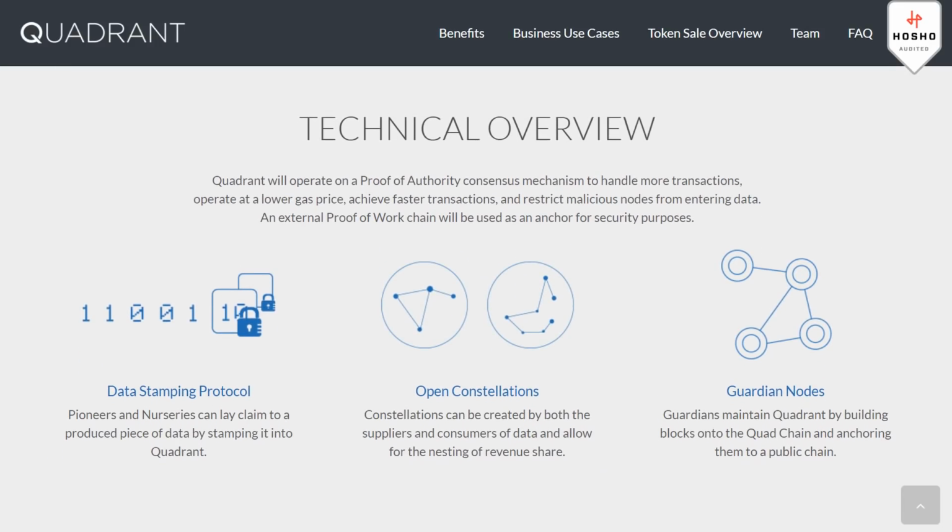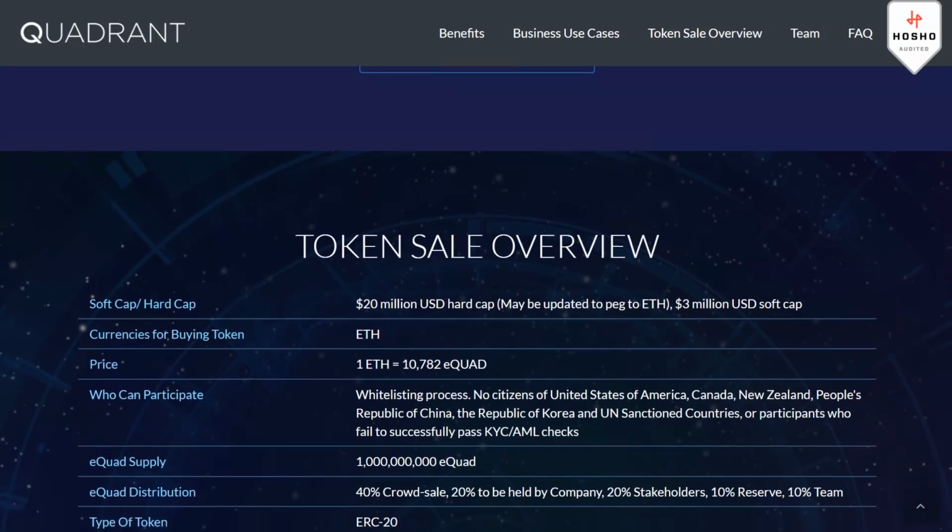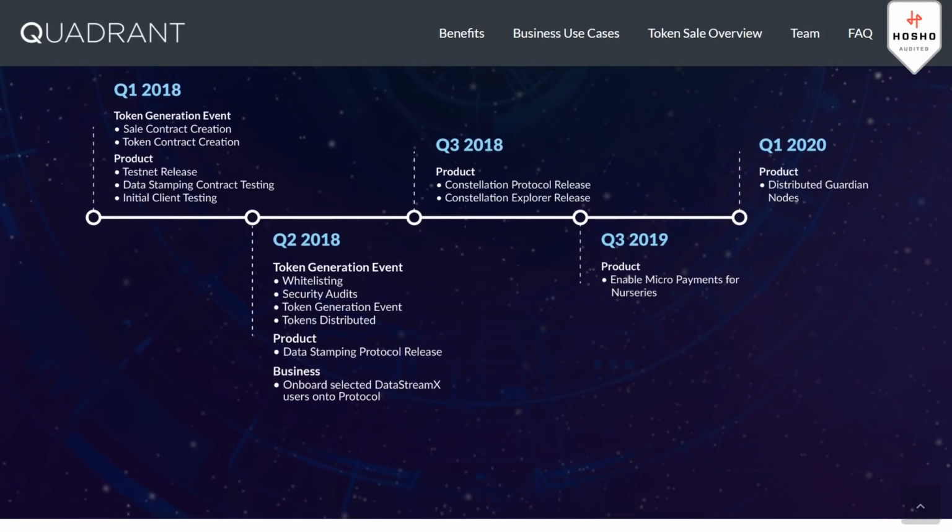The Quadrant project is promising in my opinion. It's a new and prospective project opening up a wealth of opportunities.